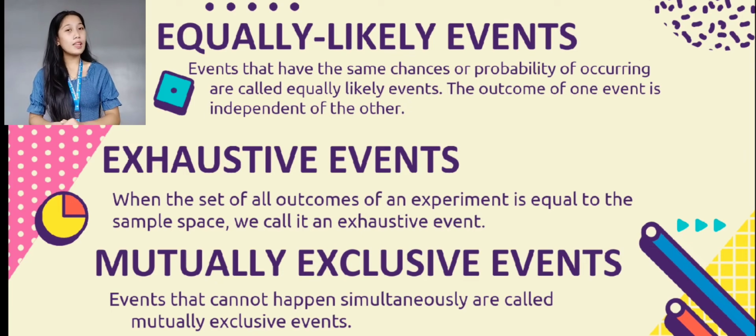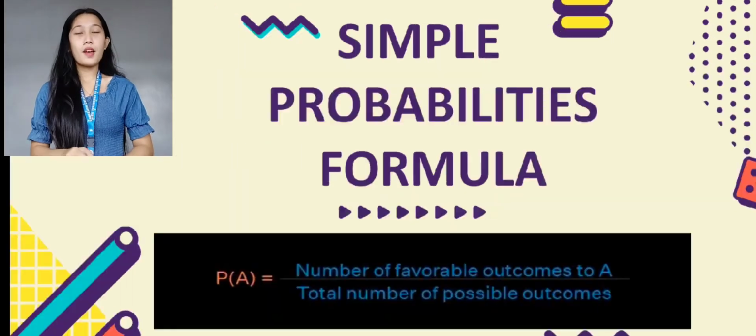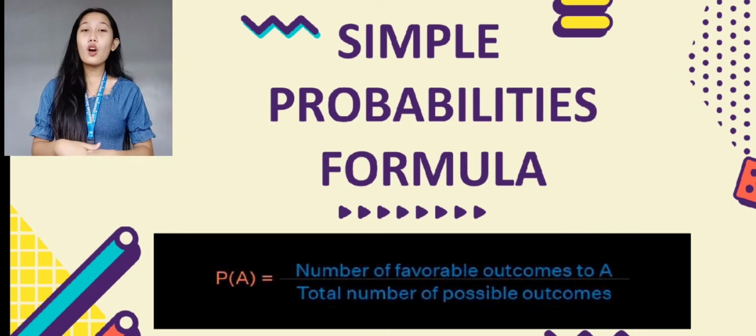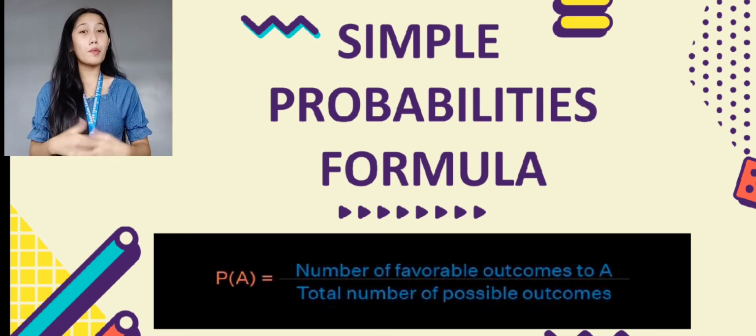Lastly is the mutually exclusive events. These are events that cannot happen simultaneously. For example, the climate cannot be either hot or cold. We cannot experience the same weather simultaneously. Furthermore, we already know or understand some of the mentioned terminologies. We will now jump to the formula to fully understand all about simple probabilities.